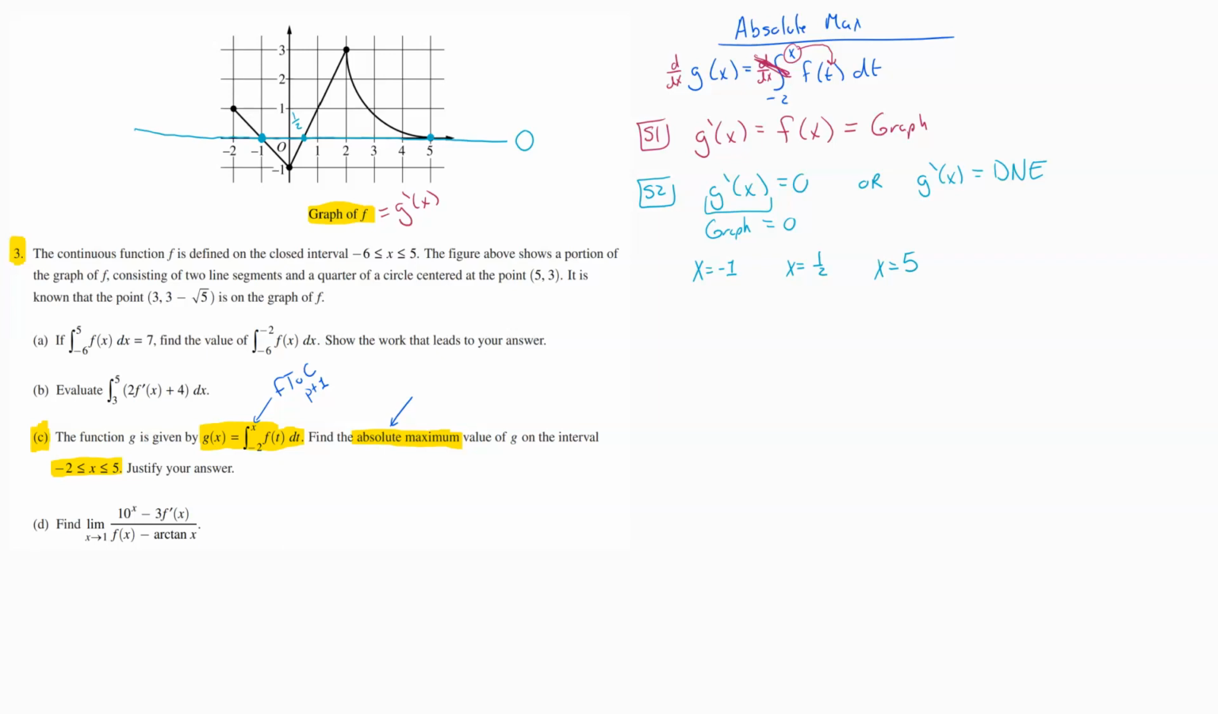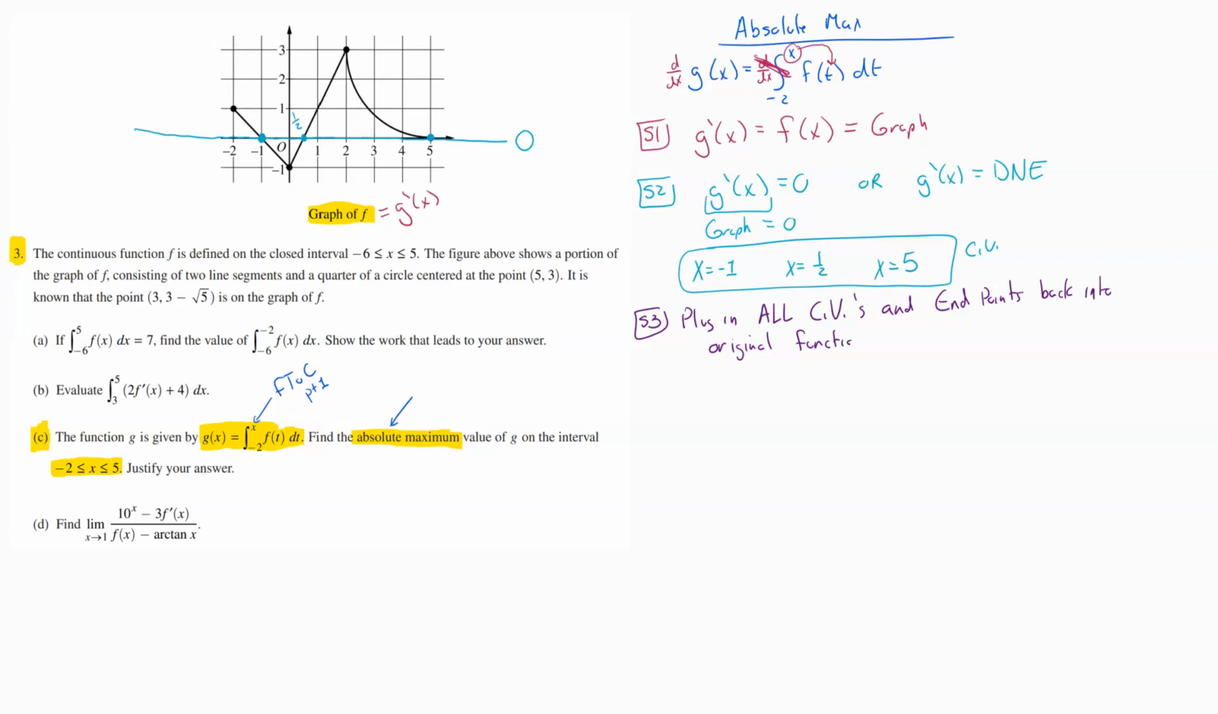So from there, once you've got your critical values all put together, then step 3 of the process on an absolute max/min problem says plug in all critical values, I'm just going to call them CVs, and endpoints of your interval back into the original function. And what we do from there is we compare those values to see which one, in this situation, because we're looking for the max, has the largest y value.